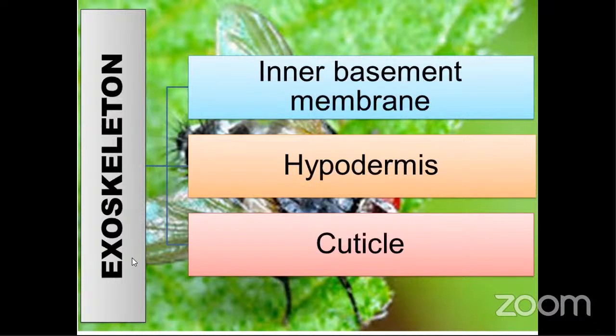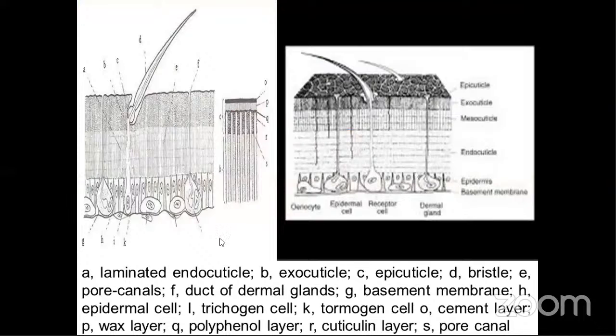The cuticle is differentiated into two types, epicuticle and procuticle. We will discuss that later. First we will discuss the inner basement membrane. You can see this diagrammatic representation of the insect body wall. This is the innermost layer, the basement membrane. The middle layer is the epidermis or hypodermis, and the remaining portion, the outermost layer, is the cuticle.